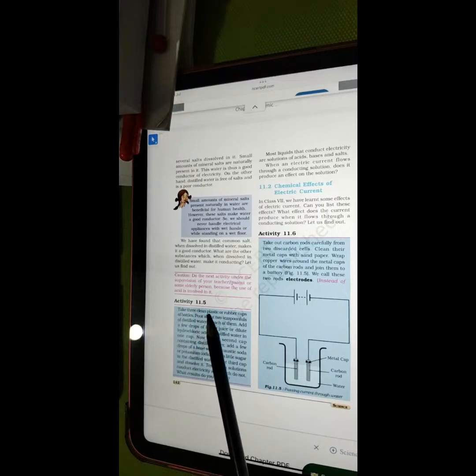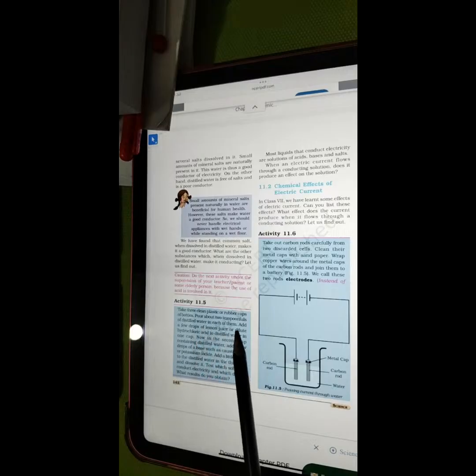Activity 11.5. Take 3 clean plastic or rubber caps of bottles. Pour about 2 teaspoons of distilled water in each of them. Add a few drops of lemon juice or dilute hydrochloric acid to distilled water in one cap. Now, in the second cap containing distilled water, add a few drops of a base such as caustic soda or potassium iodide. Add a little sugar to the distilled water in the third cap and dissolve it.